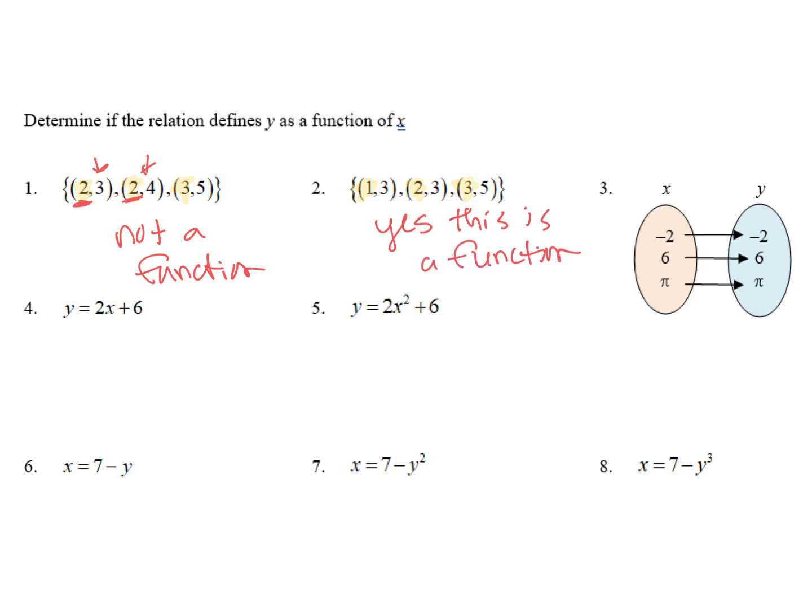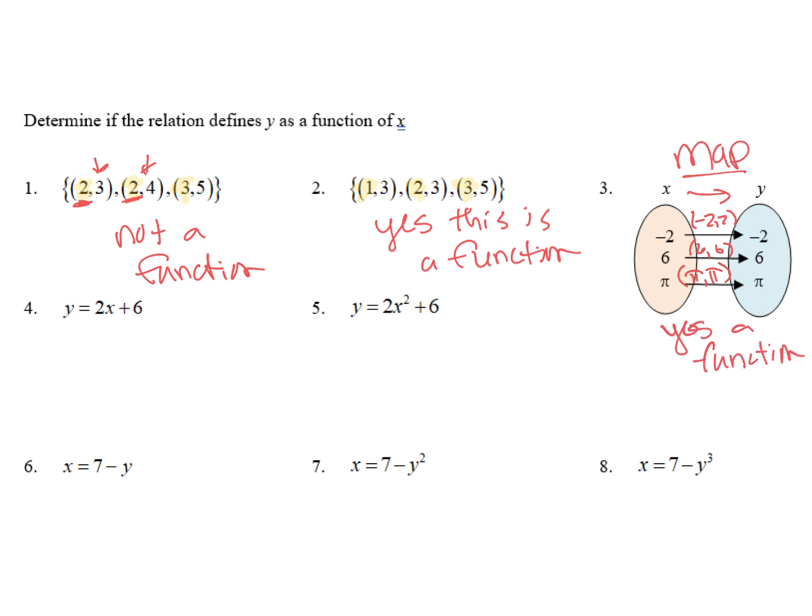Okay, continuing. Now, this is what we call a map, or a mapping. Sometimes you'll hear it called a mapping from the x to the y. And all this is, you can still read your ordered pairs: -2, -2, 6, 6, and pi, pi. Those would be the ordered pairs created by this mapping. Notice that -2 does not go to 2 different y values. 6 doesn't go to 2 different y values, nor does pi. Therefore, this is a function.